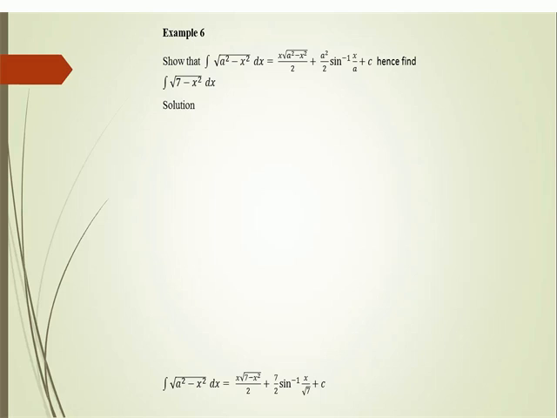Our square root of a square minus x square is what? From the previous example we did, remember I told you, square root of a square minus x square is equal to a cos theta. That is what we derived from the first example. So anywhere you see square root of a square minus x square, you will write a cos theta. So you will come here and integrate a cos theta.